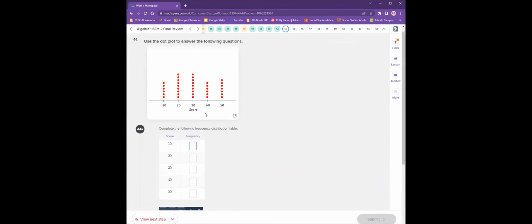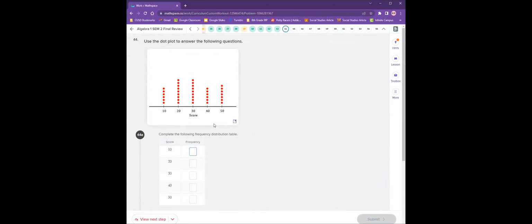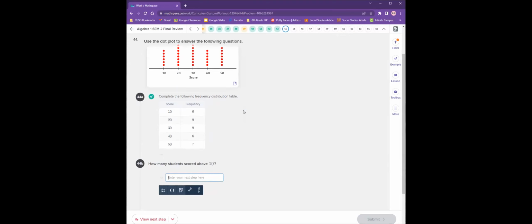Okay. Number 44 is a dot plot to answer the following questions. So you're just counting those numbers there? Yeah. So 1, 2, 3, 4, 6. Six plus 3 is 9. 30 is 9. 40 is 6. That's 6. And then that one is 7. 6, 9, 9, 6, 7.